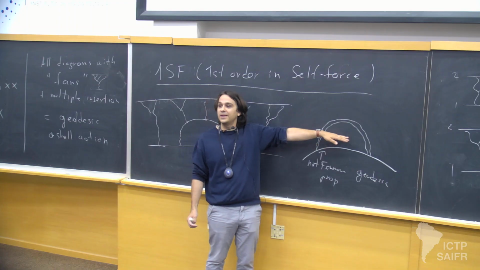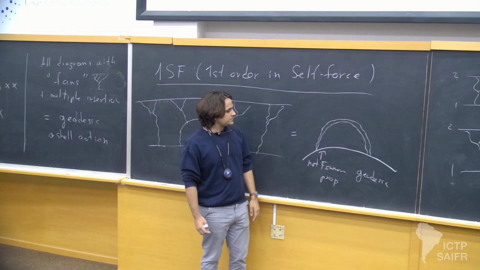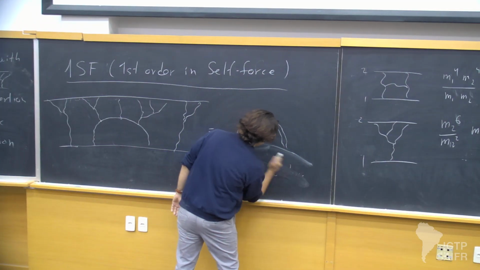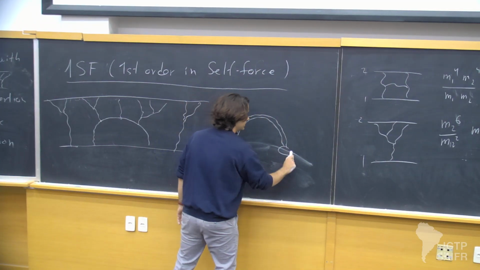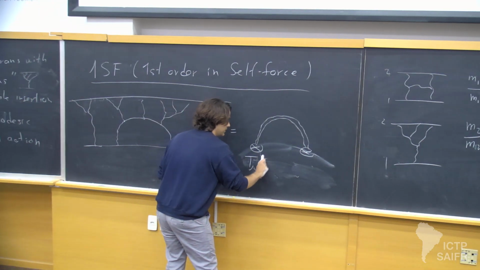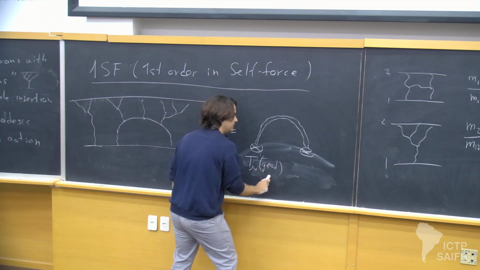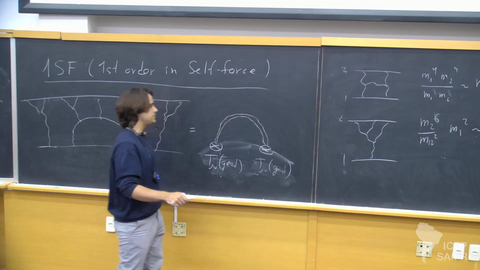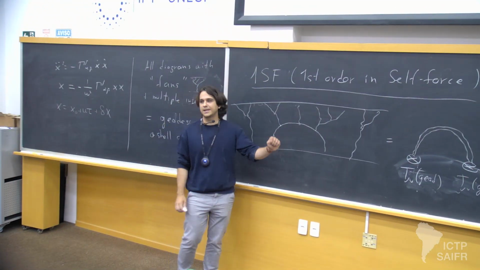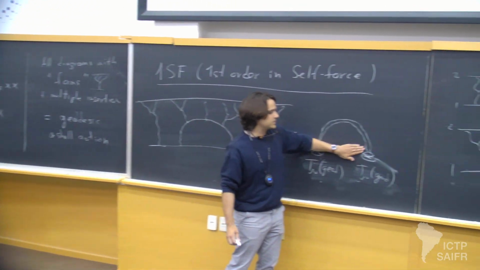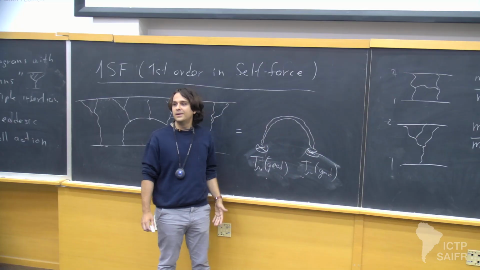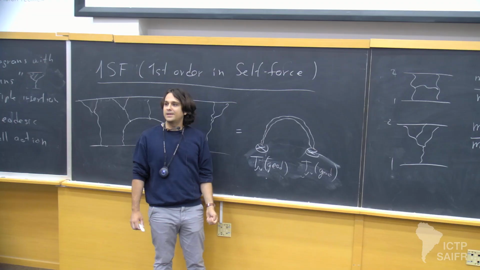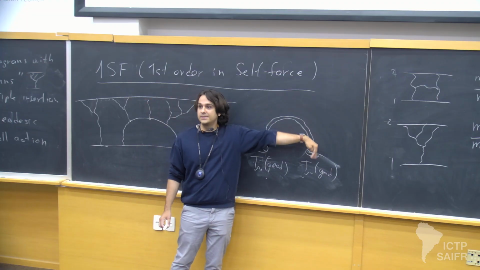It's just computing, well, let me draw this slightly different in case this is confusing. You can think of this as a source, which is just the stress tensor of a geodesic. And this is also. Okay, so in that sense, it's a classical self-force correction. There's no actual quantum loop here. It's just the gravitational force or wave emitted by the geodesic that comes back and hits the geodesic once again.